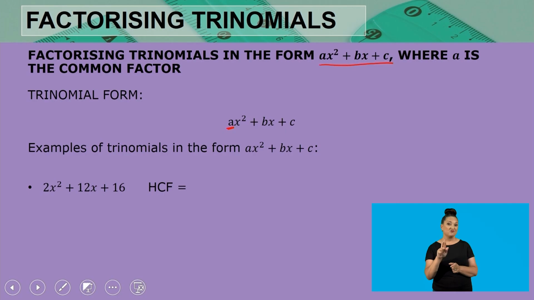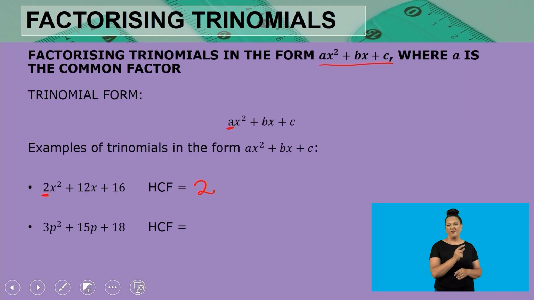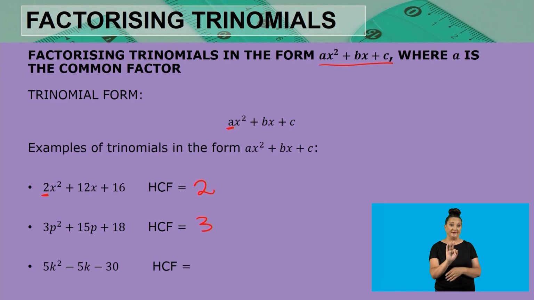Here are a few examples. When we have 2x squared plus 12x plus 16, we do have a common factor of 2, and we know that because 2 is that first value there, which is the coefficient of x squared. Then we have 3p squared plus 15p plus 18. The common factor there is the 3. And lastly, we have 5k squared minus 5k minus 30. That common factor there is going to be the 5.